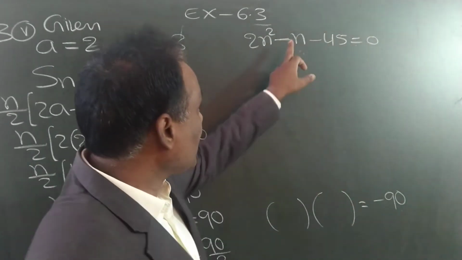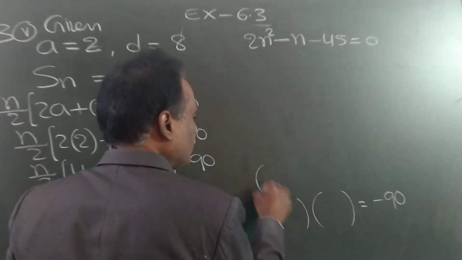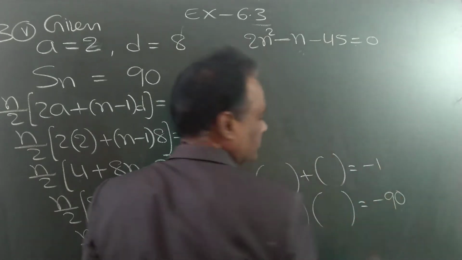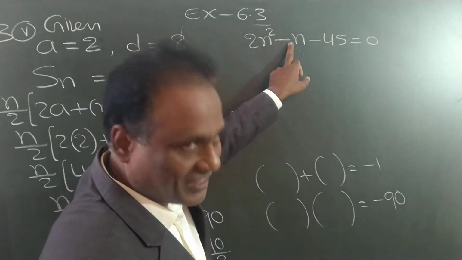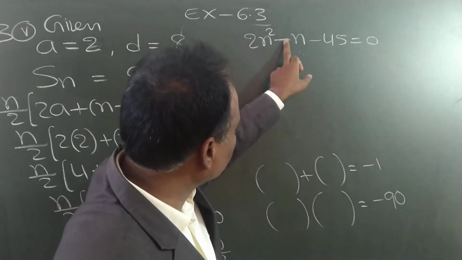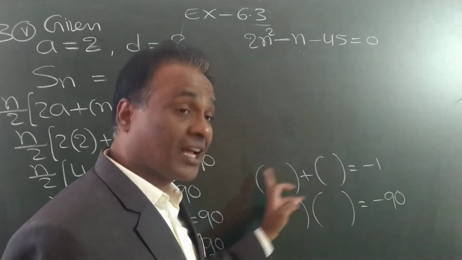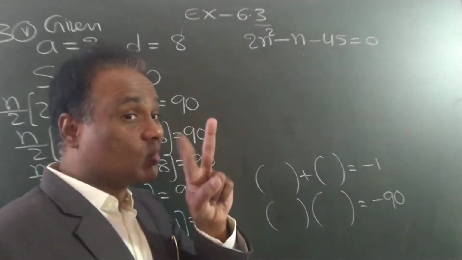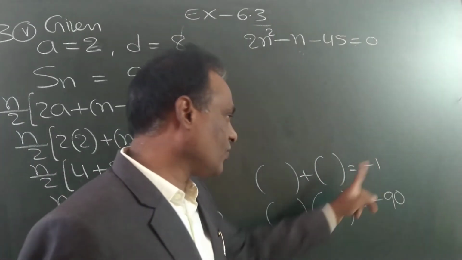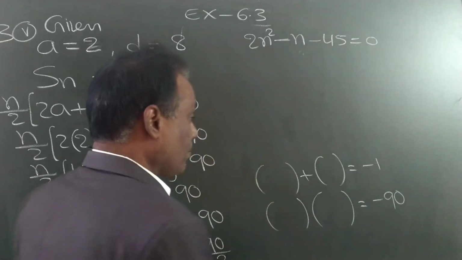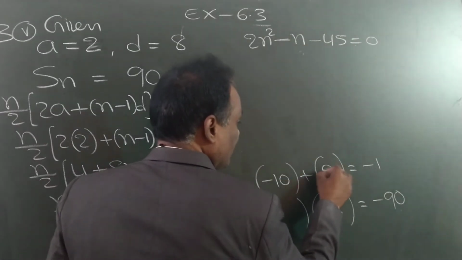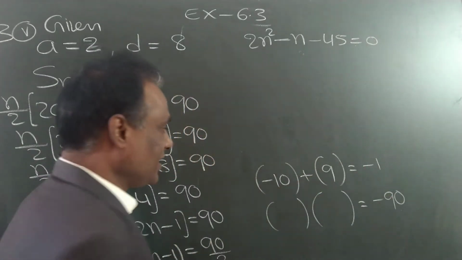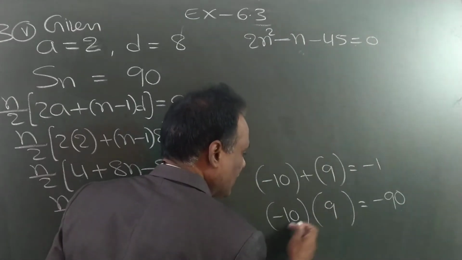Now you tell, we have to write this as the sum of two terms. If we add, we have to get minus 1. What is the coefficient of n? Minus 1. The coefficient of n is minus 1. Tell two terms whose sum is minus 1 and whose product is 90. Minus 10 plus 9. See here. Minus 10 plus 9 is minus 1, and 10 into 9 is 90.